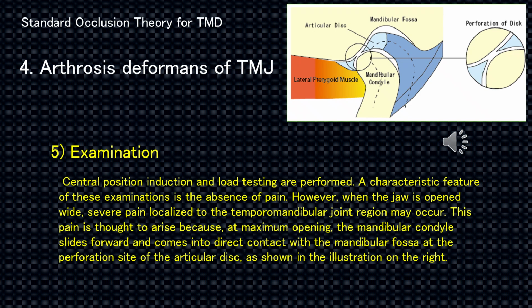5. Examination. Central position induction and load testing are performed. A characteristic feature of these examinations is the absence of pain. However, when the jaw is opened wide, severe pain localized to the temporomandibular joint region may occur. This pain is thought to arise because, at maximum opening, the mandibular condyle slides forward and comes into direct contact with the mandibular fossa at the perforation site of the articular disc, as shown in the illustration on the right.